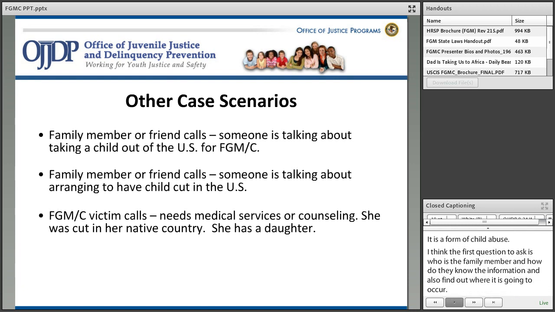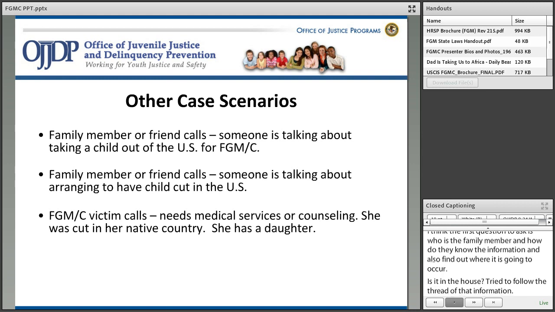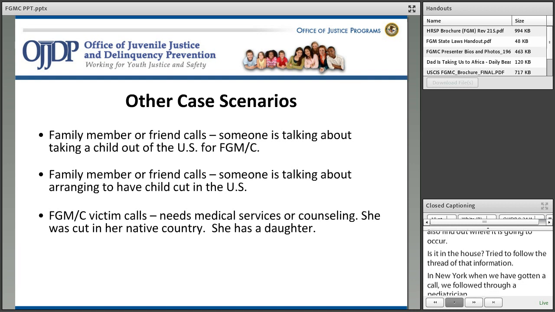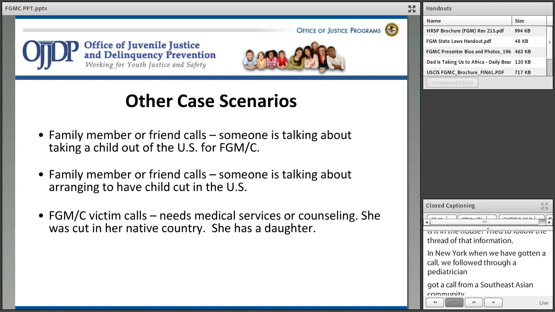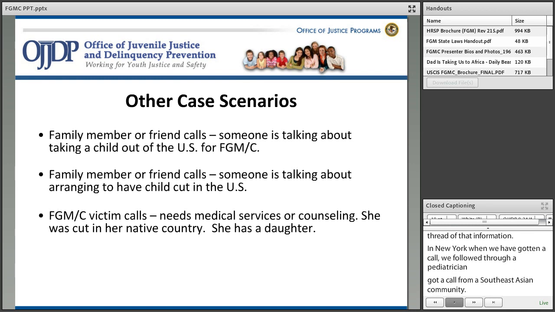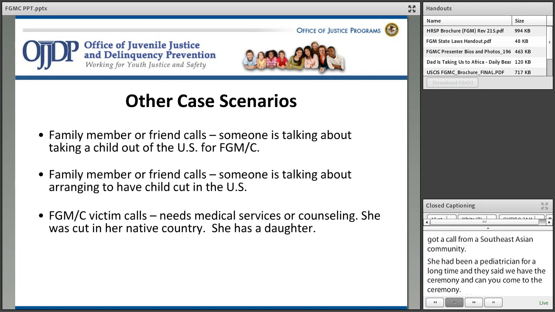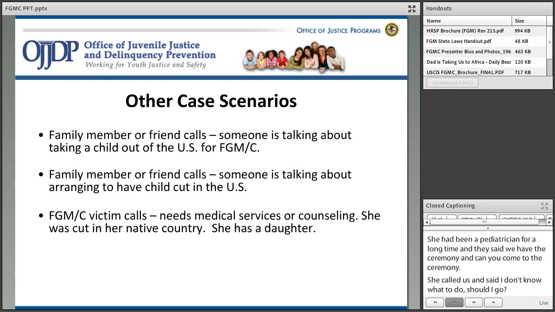And so in New York, what we've done is sometimes when we've got that call, we followed it through. A pediatrician got a call, not from the communities that we worked with, but from a Southeast Asian community. They invited her. She'd been a pediatrician with them for a long time, and they said, we have this ceremony, can you come to the ceremony? And so she called us and said, I don't know what to do. Should I go? If something happens, what is my role and responsibility? And they said, well, the family trusts you, so you should use that as an opportunity. You should go into their home.